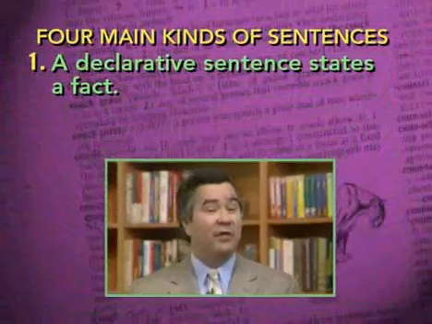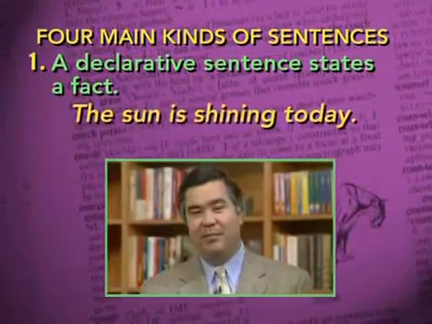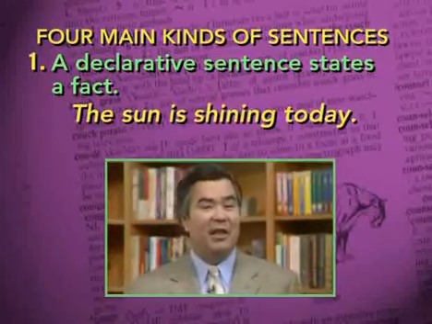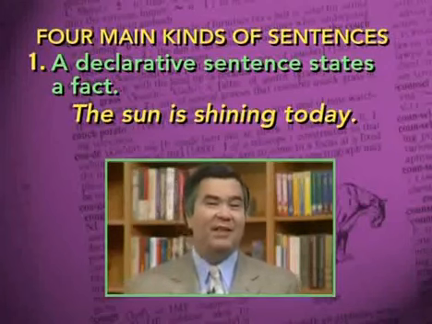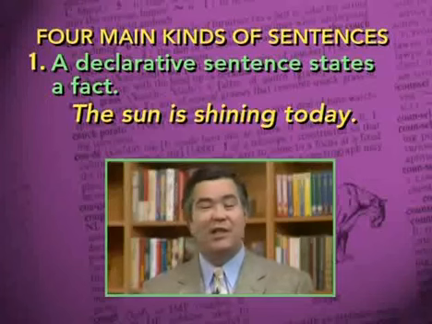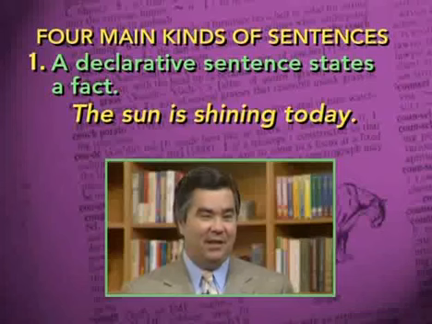A declarative sentence states a fact. Take a look at this example. The sun is shining today. This sentence states a fact about what today's weather is like. Therefore, it's a declarative sentence. The vast majority of English sentences that you'll encounter in reading and writing are declarative sentences.